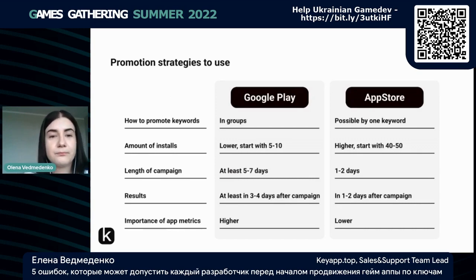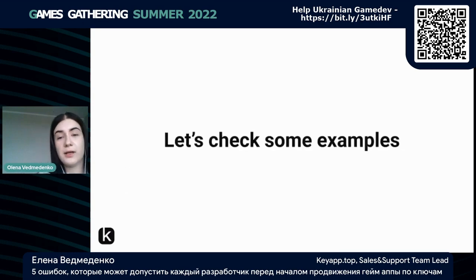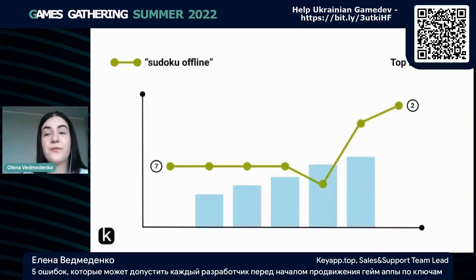And at this stage, I would like to pay attention to some examples we faced during the promotion of games in different regions, for different types of keywords, for different types of search requests, basically. So in the first example, you may see that we worked with a Sudoku app, and I decided to give the results of Sudoku offline keyword promotion. Alongside, we promoted the app for connected keywords like Sudoku games and Sudoku for free.